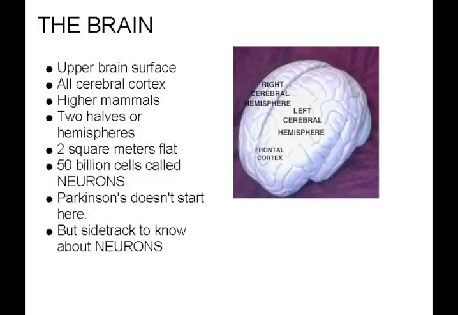Here's a view of the surface of the brain, the upper surface, which is mostly cerebral cortex, particularly in higher mammals, where it's divided into two halves called hemispheres. And if you stretch this out flat, it would cover about 2 square meters containing 50 billion communicating cells called neurons. Of course, Parkinson's doesn't start here, but this is a sidetrack to get you to think about the number of neurons involved in this whole process and just neurons in general.